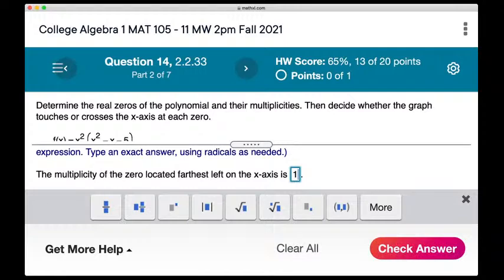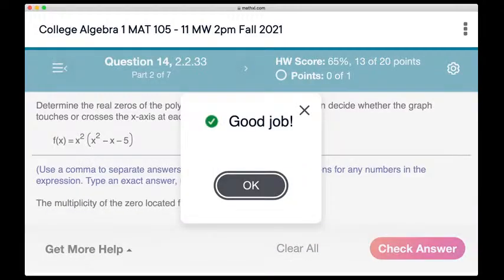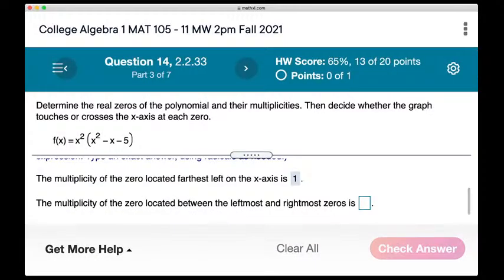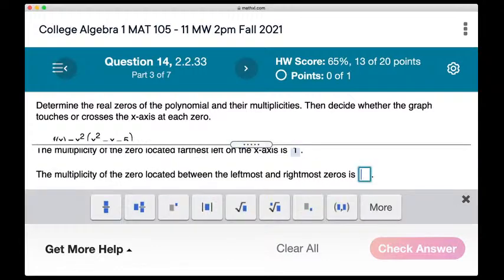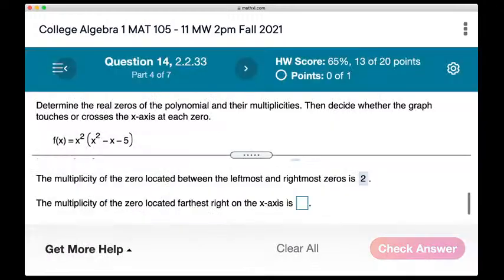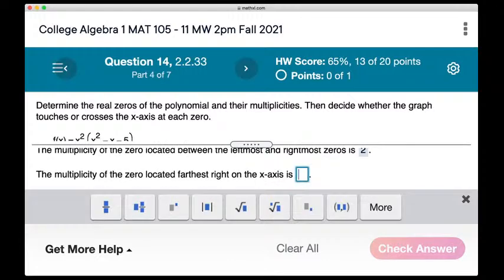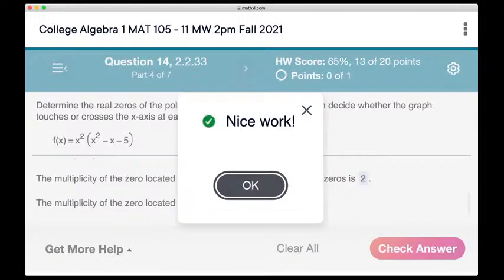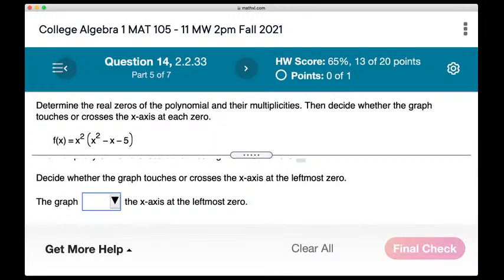Okay. The 0 right here, that multiplicity is 2. And then the rightmost is a similar argument. The multiplicity is 1 there. Okay, is this... Oh, we didn't finish.